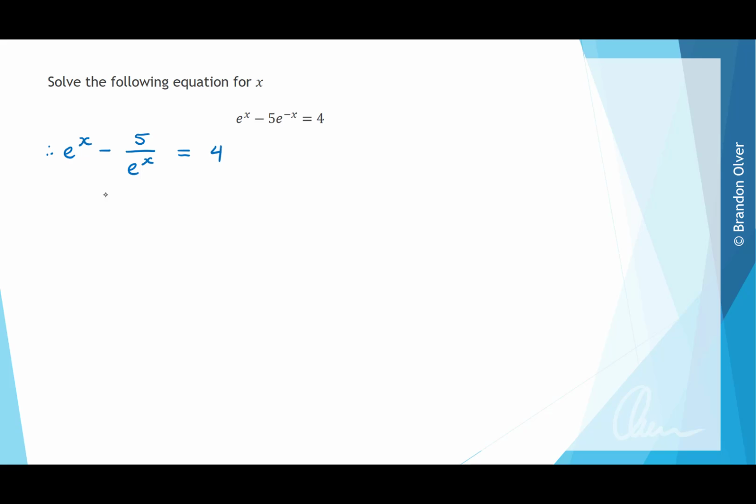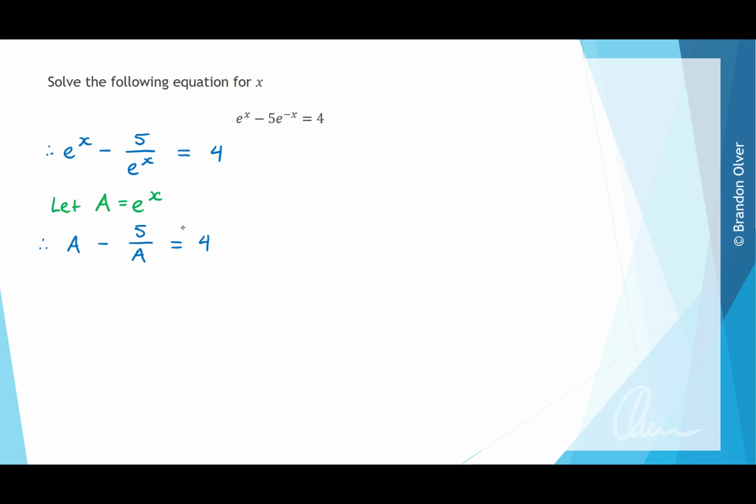And now to help reveal a pattern that might exist in this equation, we're going to let a equal e to the power of x. Therefore, our equation becomes a minus 5 divided by a is equal to 4.